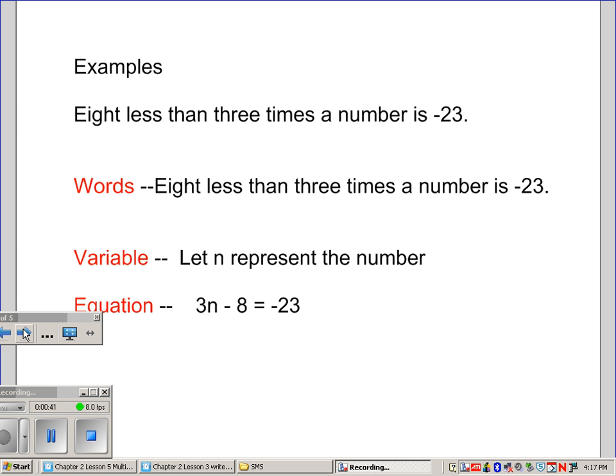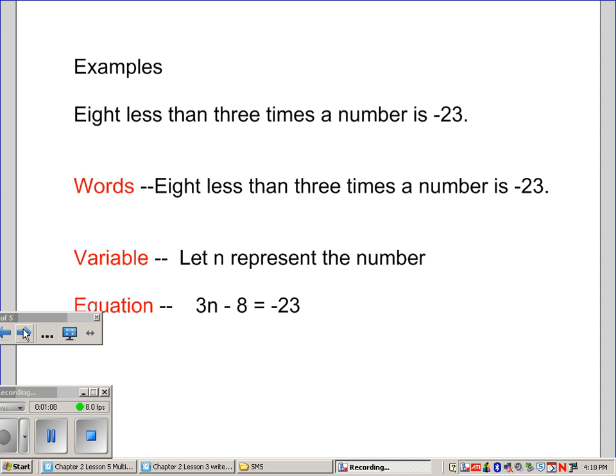Okay, let's look at this example. 8 less than 3 times a number is negative 23. So once again, in words, we have 8 less than 3 times a number is negative 23. Let's let n represent the number. And our equation would be 3n minus 8 equals negative 23.